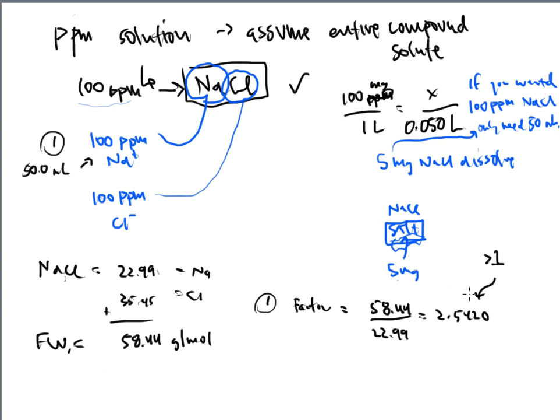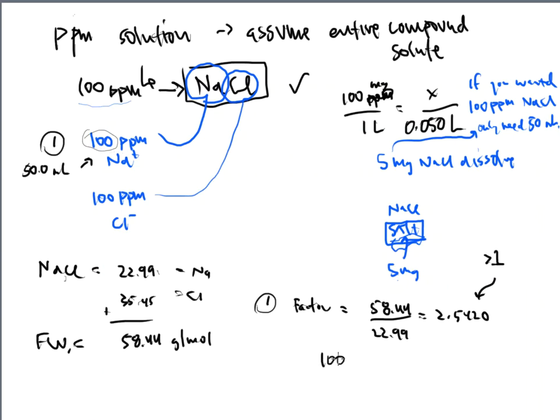So this number should always be greater than 1. You will always need to weigh out more than if you were just focused on the entire salt altogether. Okay? So there's my factor. And then the next thing is that I will take this multiplier and I will take a look at the concentration that I need, right? And here I need to make a 100 ppm.